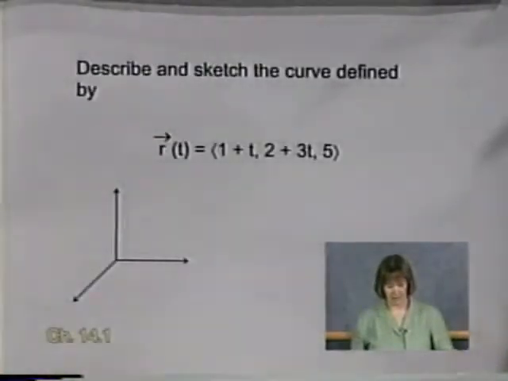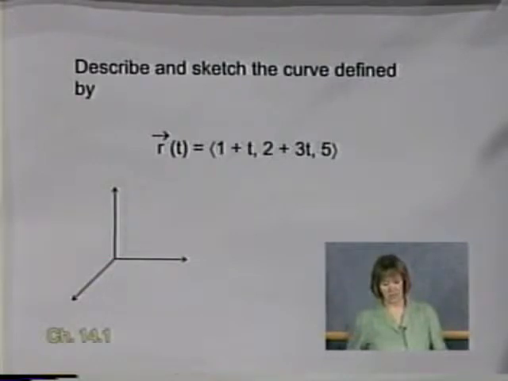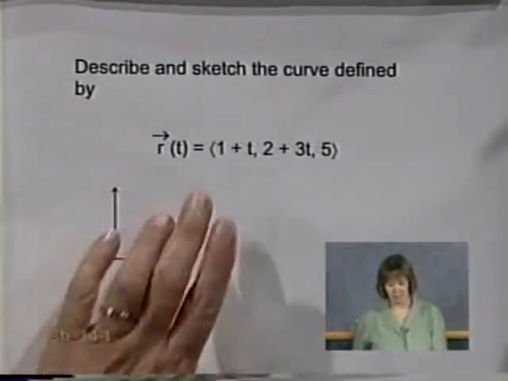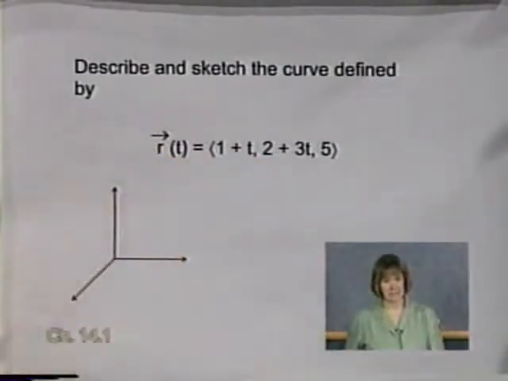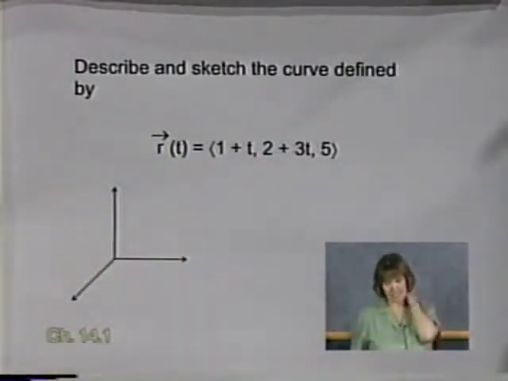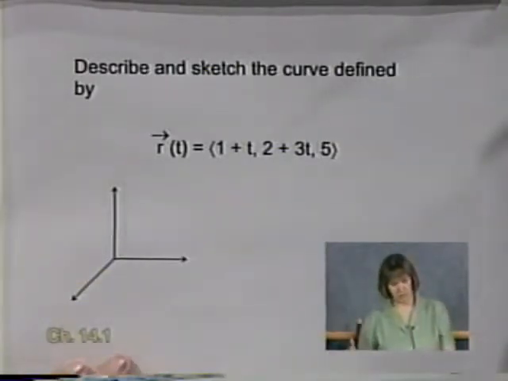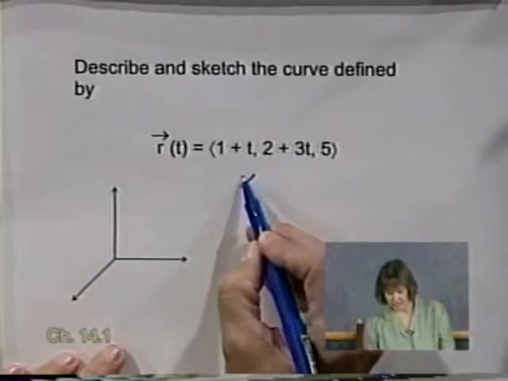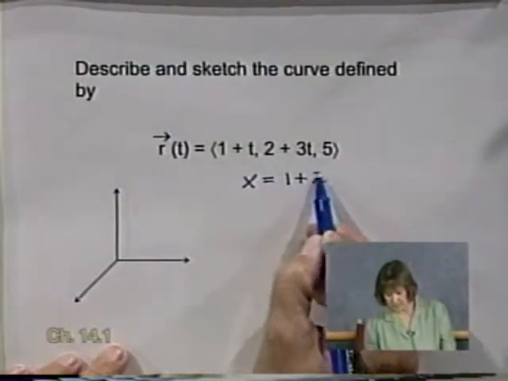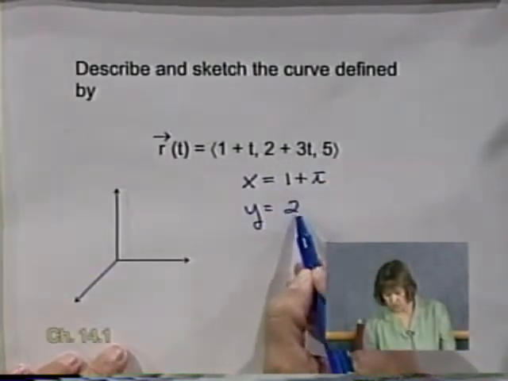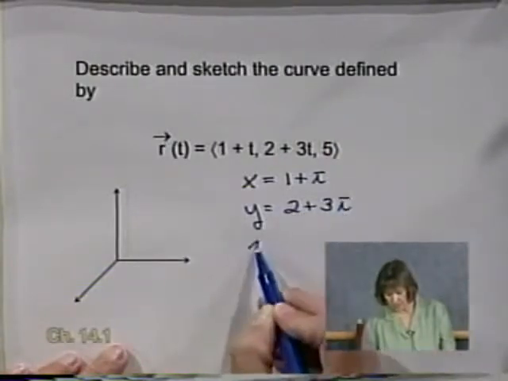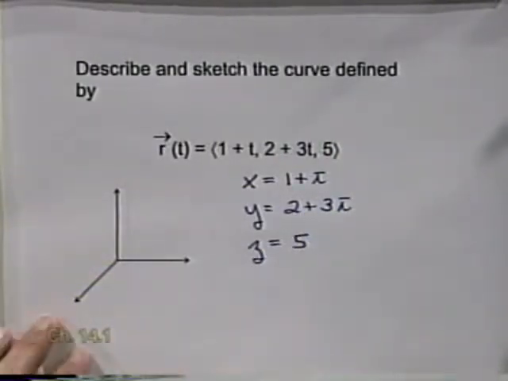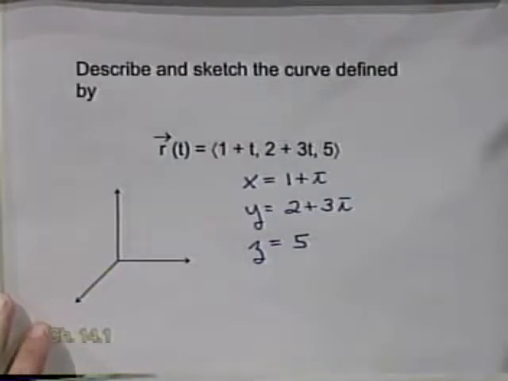Okay? All right, now the next thing we have to learn how to do is how do you sketch a vector valued function. It's implicit when a function's defined like this that we're sketching it for t ranging over all the reals. All right, now for this particular one, let's play with it for a second. We're saying the x component is 1 plus t, the y component is 2 plus 3t, and the z component is 5. Does anybody recognize what that graph is?